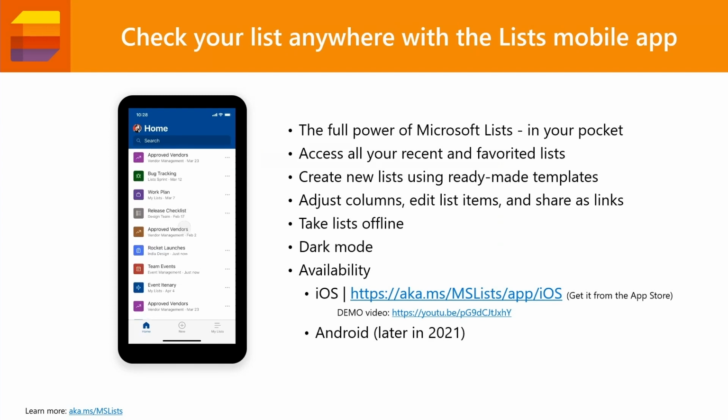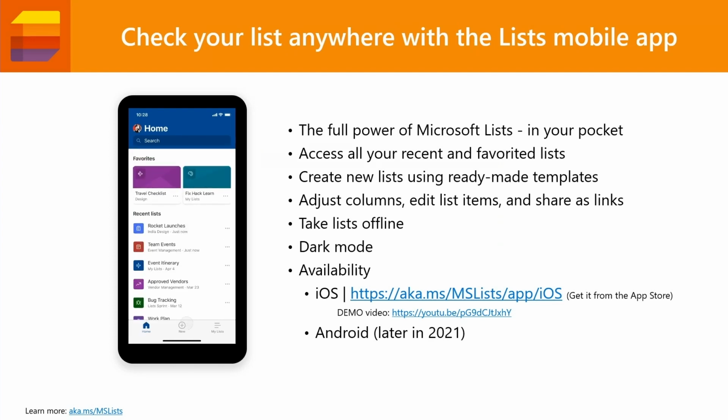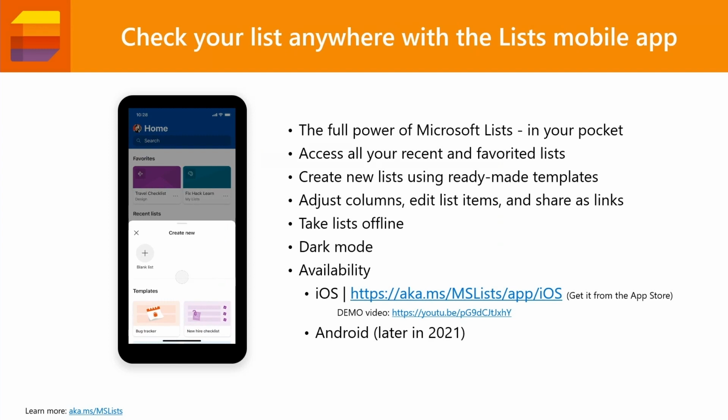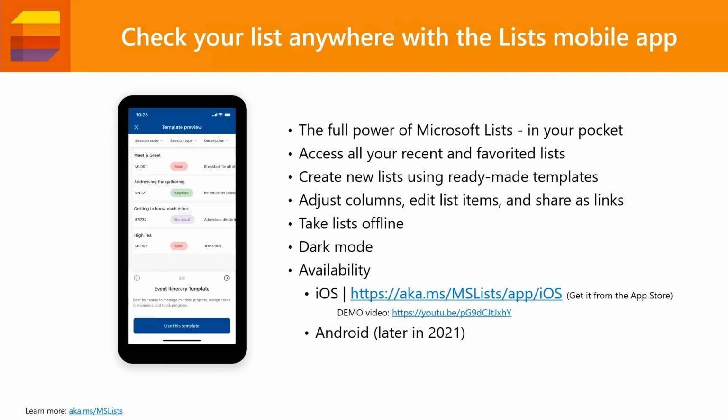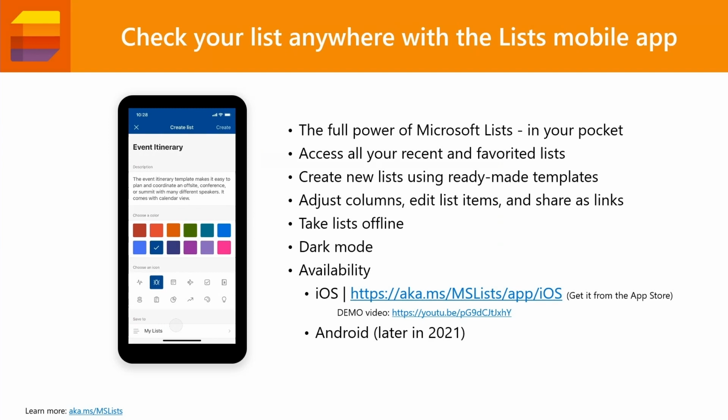So it's also important to know, what does this all look like from a mobile perspective? We have a new Lists mobile app for iOS, and we're working on one later this year for Android. But it is really the full power of Microsoft Lists in your pocket. This is not a companion app. Everything I just showed you and more, you can do from mobile. You can access your recent and favorited lists. You can leverage the ready-made templates. That's what you see here running in the video.